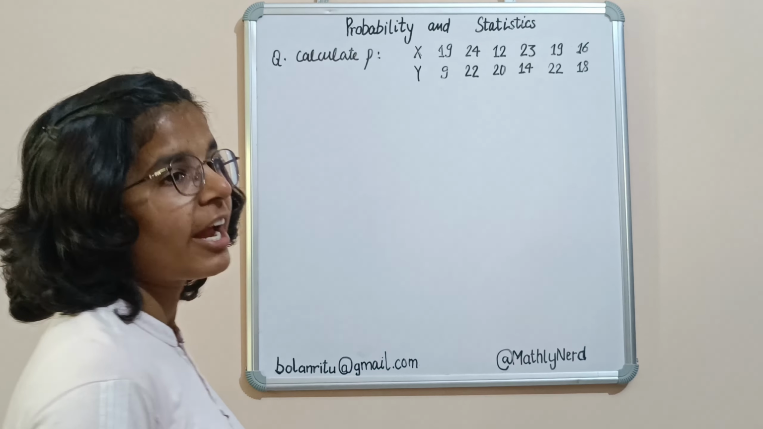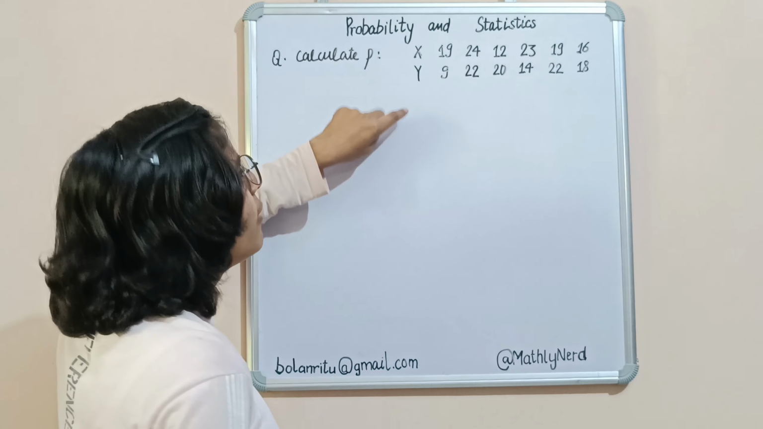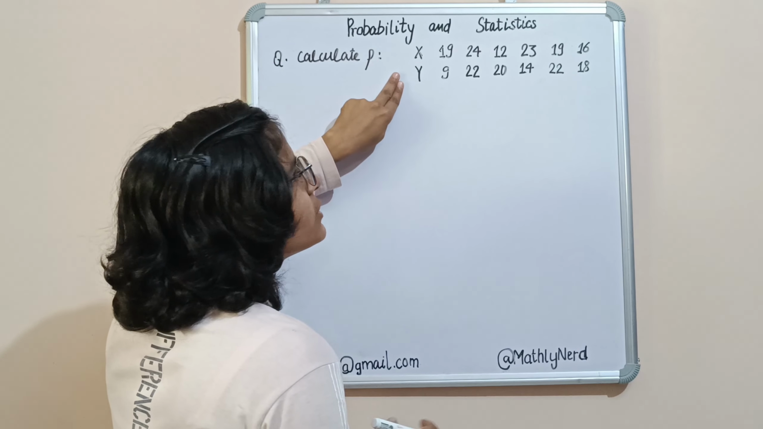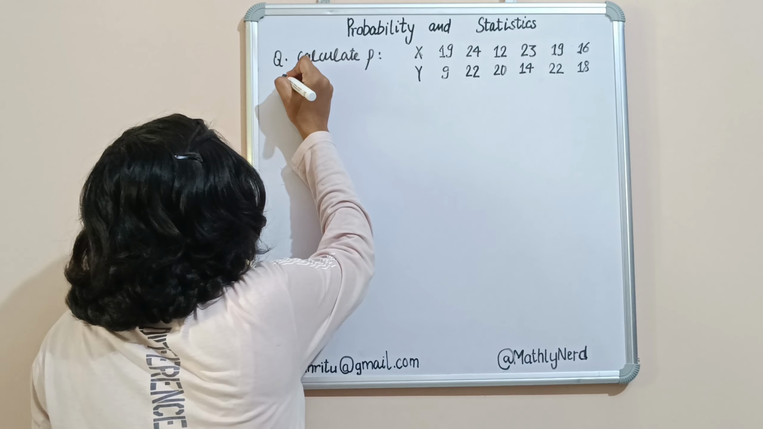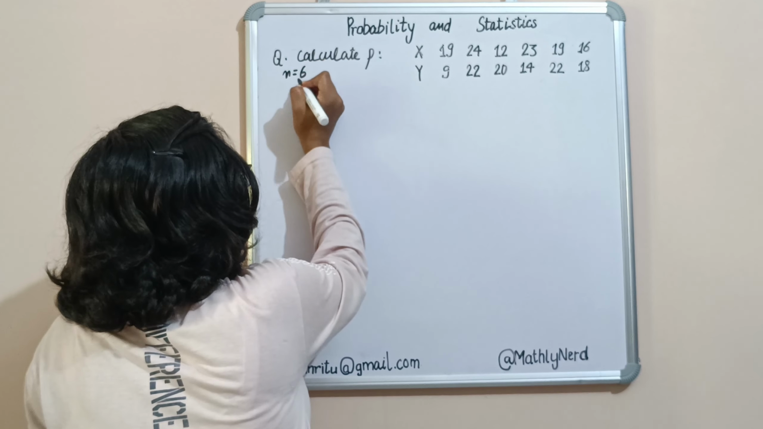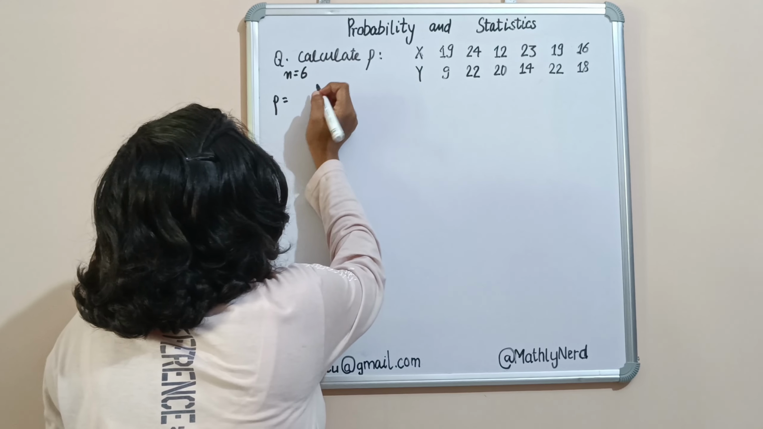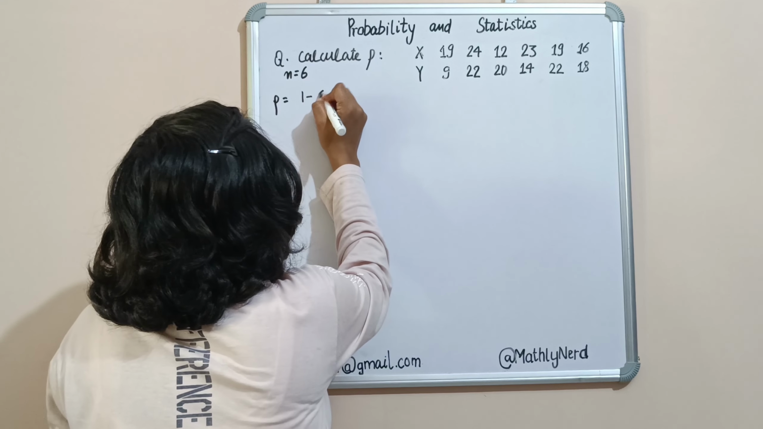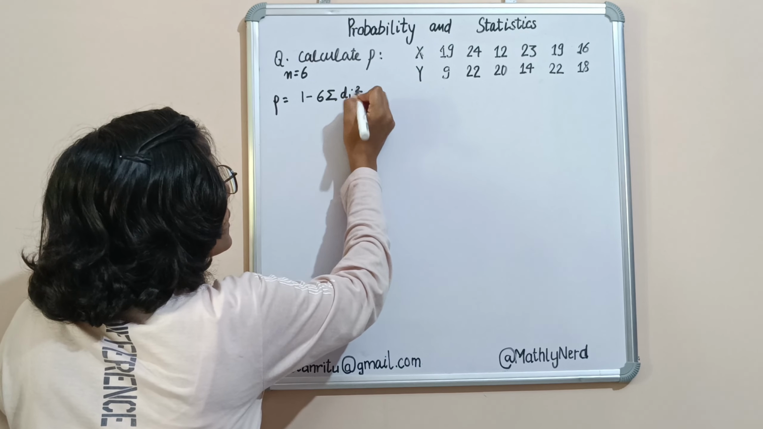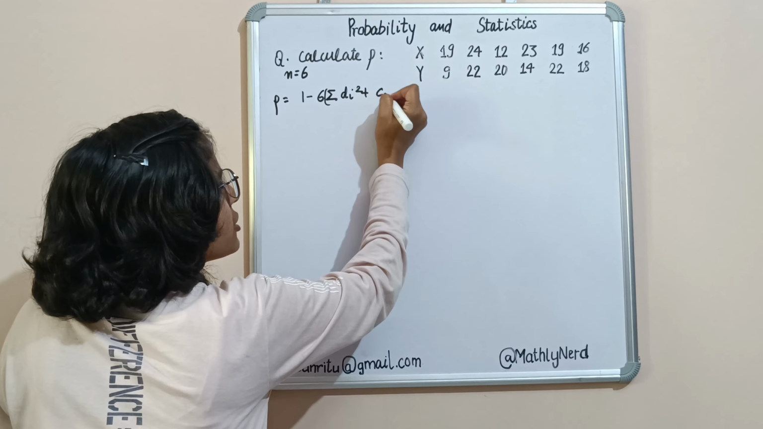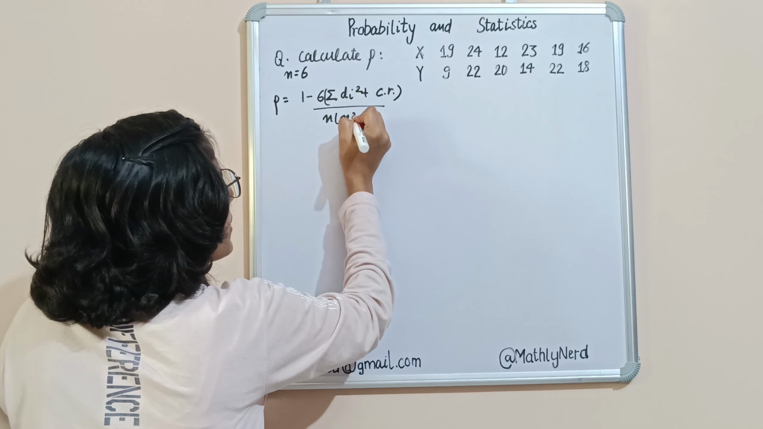Our question is, we have to calculate Spearman's rank correlation coefficient rho where x and y values are given for 6 individuals. So our n equals 6. As we know, our rho for repeated ranks equals 1 minus 6 times (summation di square plus correction ratio) upon n times (n square minus 1).